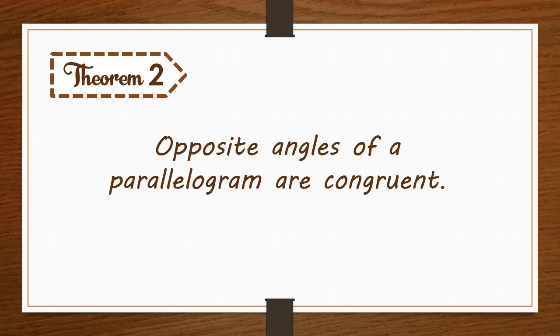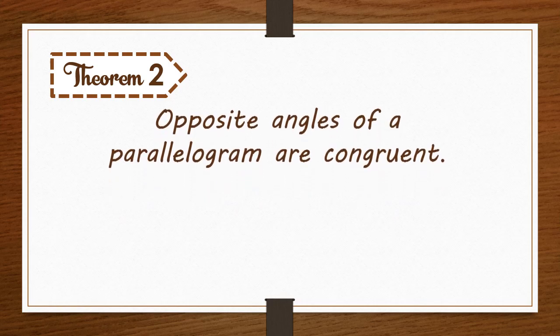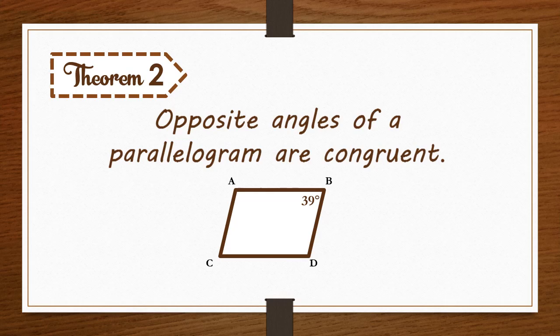Let's have the second property. Opposite angles of a parallelogram are congruent. So what does this mean? We have here an illustration of parallelogram ABCD. When we say opposite angles of a parallelogram are congruent, meaning if we have angle B which measures 39 degrees, the angle opposite angle B also measures 39 degrees, and the angle opposite angle B is angle C, so angle C measures 39 degrees.